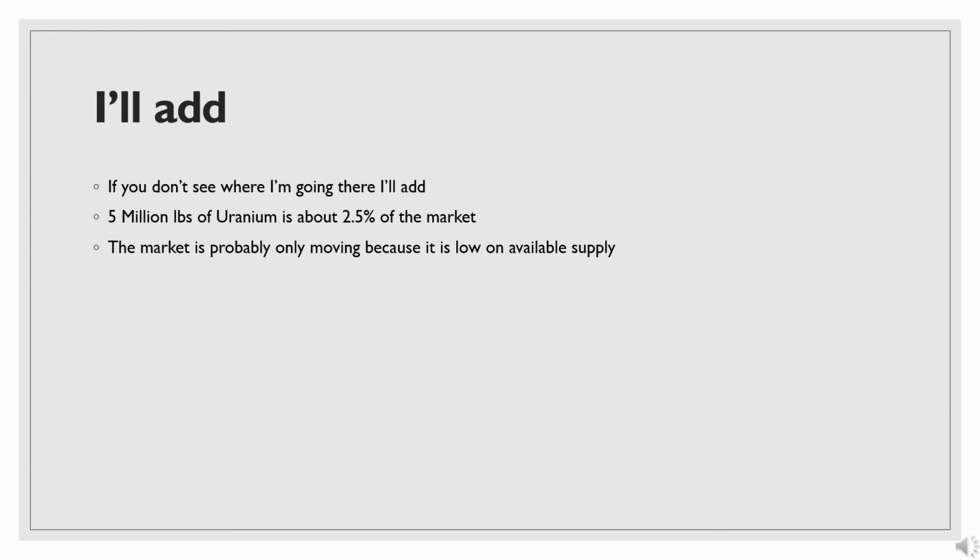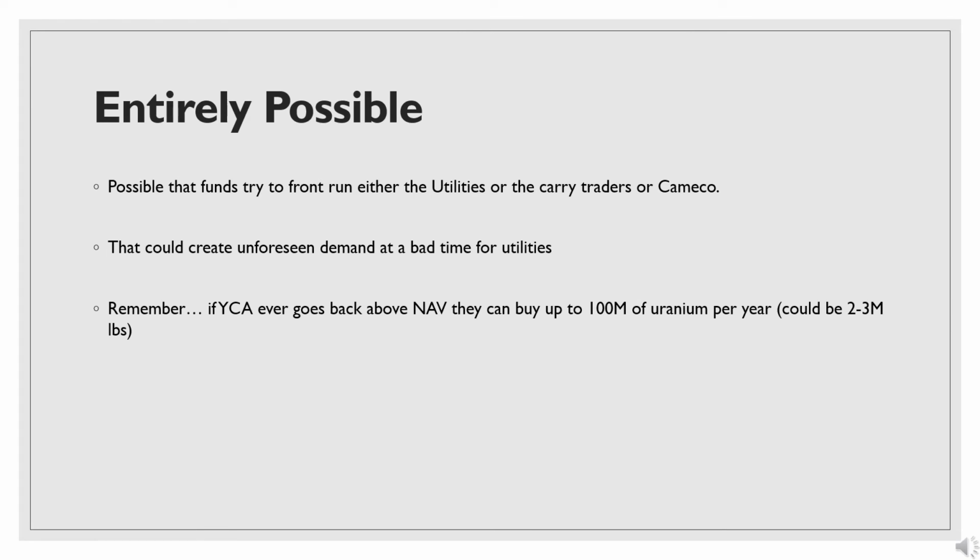The market is probably only moving because it has low availability of supply, because all of the spare supply has been worked out of the system, so the demand is imminent. And that would be what was moving the uranium price. So I'm sure there's plenty of 5 million somethings that can be found. I'm not saying this definitely will happen, but I'm saying it's entirely possible that some funds may try to front run either the utilities or the carry traders or Cameco, who all will be needing more uranium.